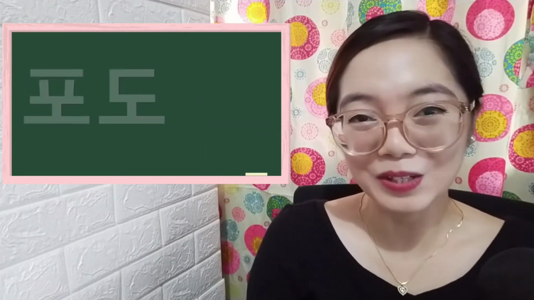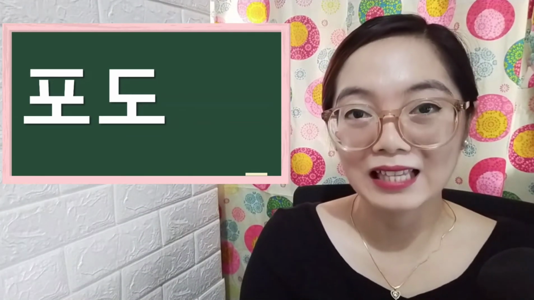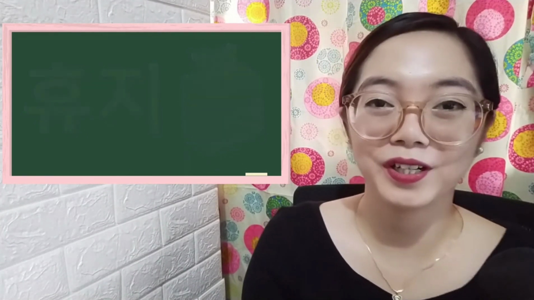How about this word? It is read as 포도. 포도 is grapes. Let us try to read this one. This one is 휴지. 휴지 means tissue. And finally, let us try this word. This one is read as 차, which means tea.